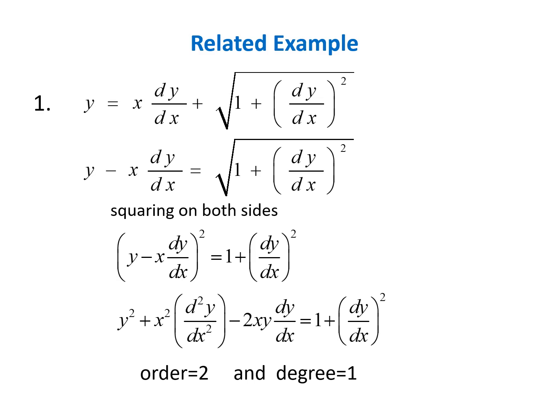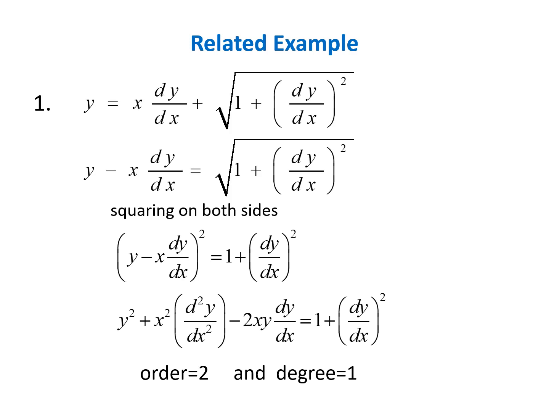In this slide, we are going to see a related example. Our question is y is equal to x into dy by dx plus root over 1 plus dy by dx whole square. In order to find the degree and order of the given differential equation, we want to simplify the given question. For that, bring x into dy by dx to the left side. So it becomes y minus x into dy by dx is equal to root over 1 plus dy by dx whole square.